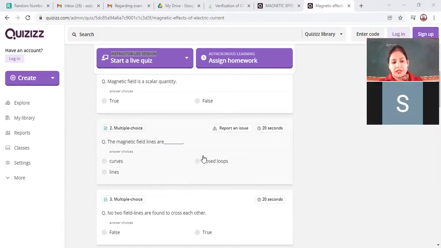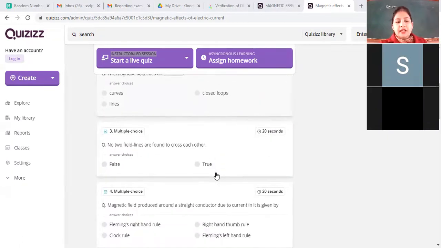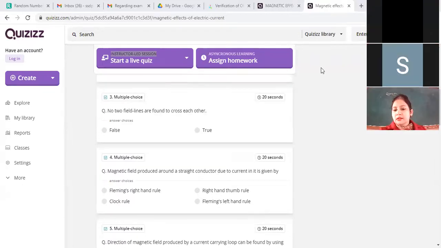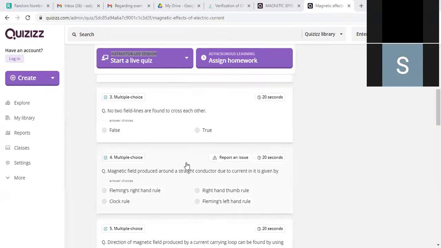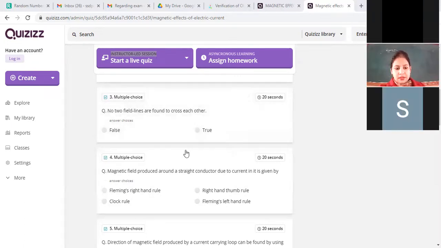We have done all the properties. Right? No two field lines are found to cross each other. Is it true or false? Jasleen? Ma'am, it is true. Never two magnetic lines can intersect each other. What is the reason? Ma'am, because it will give two directions of magnetic field. Yes, because two tangents can be drawn at the point of intersection that give two directions of magnetic field intensity at a point, which is impossible.